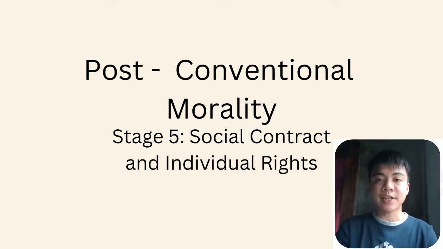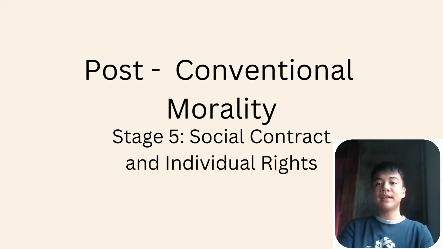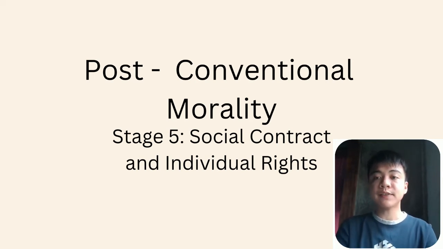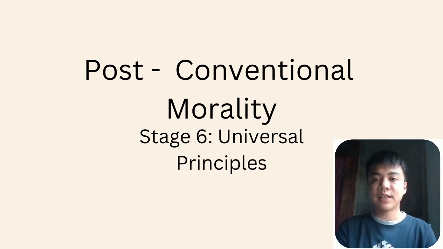Concepts of social contract and individual rights prompt people in this stage to begin accounting for other people's differing values, opinions, and beliefs. Law is necessary for the survival of a society, but its members must agree on these standards. Stage 6: universal principles.